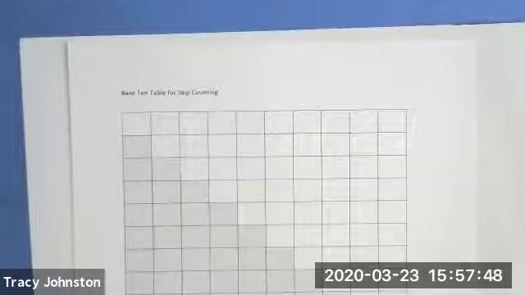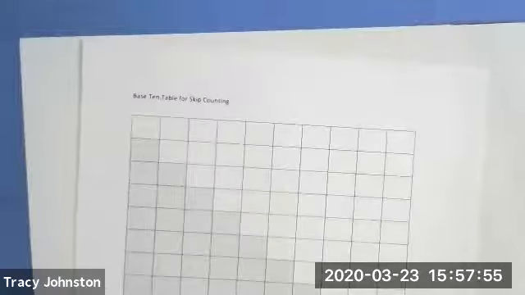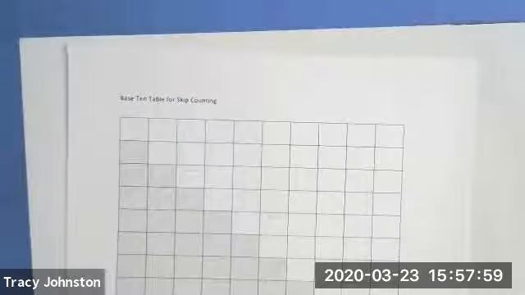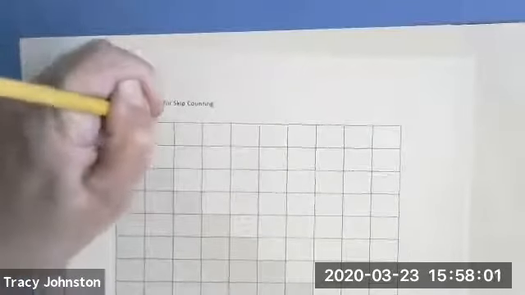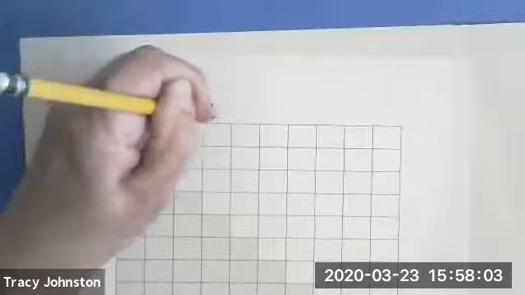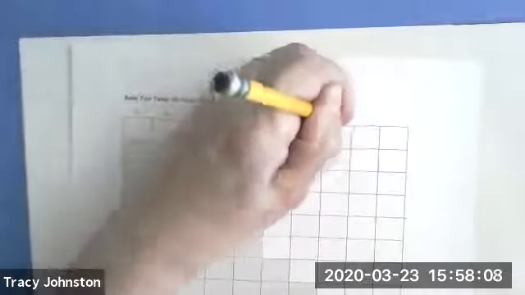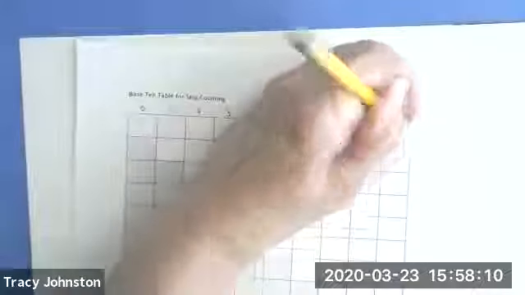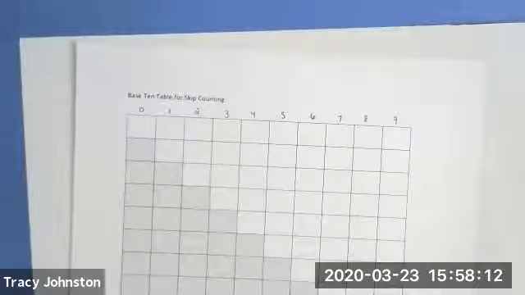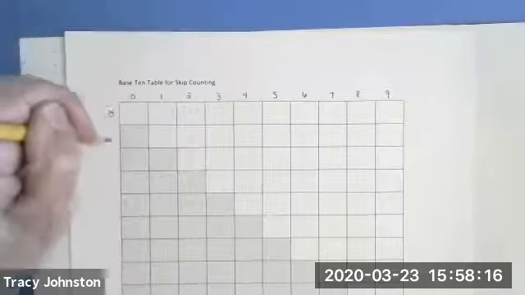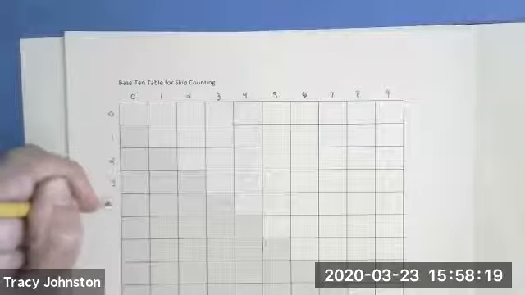Okay, so here's your base 10 table for skip counting, and I want to get you started so that you have it set up correctly and know what to do. So the first thing we're going to do is label the columns, and we do that by writing in 0 through 9 at the top of the columns. And this is the part that you're going to use to help you with the skip counting as we move through the whole table. So we also need to label the rows, 0, 1, 2 through 9.